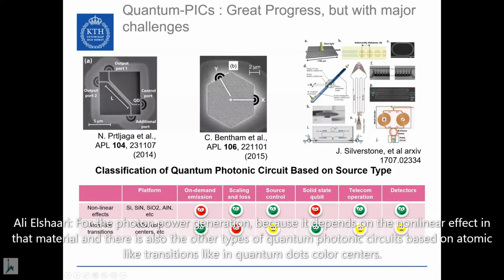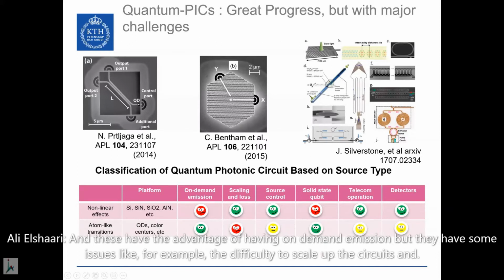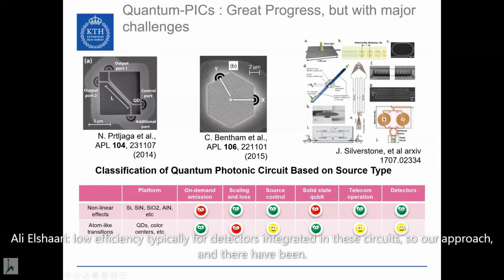And there are also other types of quantum photonic circuits based on atomic-like transitions, like in quantum dots and color centers. And these have the advantage of having on-demand emission, but they have some issues like, for example, the difficulty to scale up the circuits and the low efficiency typically for detectors integrated in these circuits.